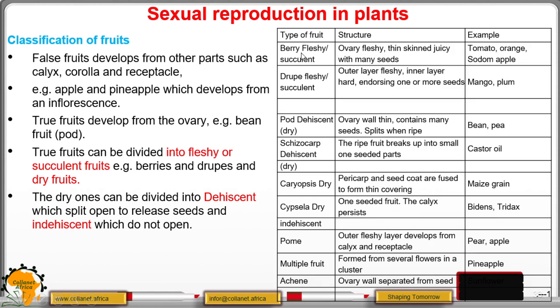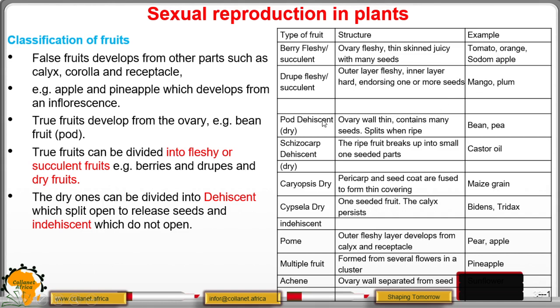We can use this table quickly. So we have a fleshy fruit. Here, a berry is a type of fleshy fruit. We have a drupe, which is also a type of fleshy fruit. For the berry, the ovary is fleshy. It is juicy and has many seeds, as in the case of tomato; you can see it. Then we have drupe. Here, the outer is fleshy and the inner is hard, and it only has one seed. For example, mangoes have one seed.